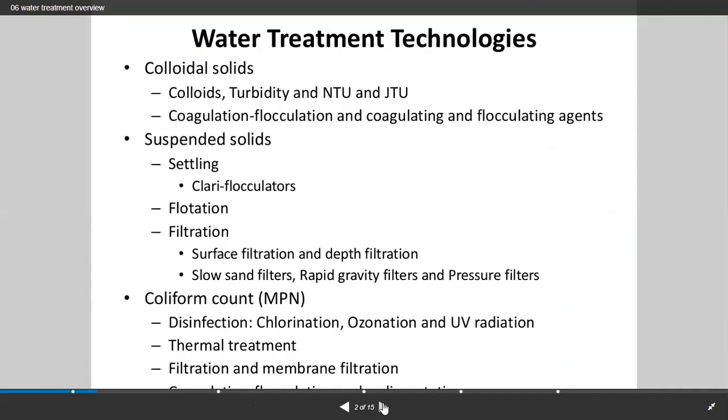Now, guys, water treatment technology covers colloidal solids, colloids, turbidity, and NTU and JTU, coagulation, flocculation, and coagulating and flocculating agents, suspended solids, settling, flotation, filtration, surface filtration, and depth filtration, slow sand filters, rapid gravity filters, and pressure filters, coliform count, disinfection, chlorination, ozonation, and UV radiation, thermal treatment, filtration, and membrane filtration.